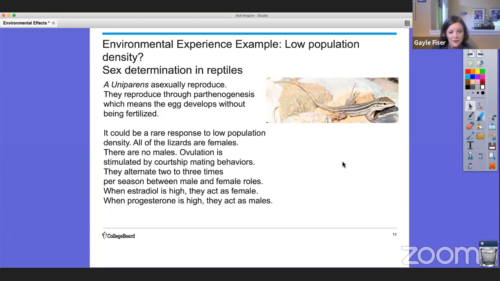There are no males. Ovulation is stimulated by courtship mating behaviors, and they alternate 2 to 3 times per season per male and female roles. When estradiol is high, they act as female. When progesterone is high, they act as males.